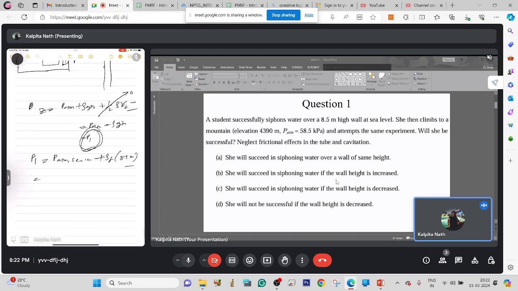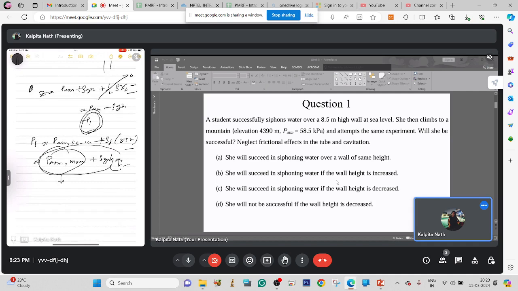Now when she moves to the mountain top, this is atmosphere mountain top plus rho g h. This is the height climbed up the mountain. Now atmospheric pressure is decreasing but the total will remain the same, so the height will be increasing. That means the height will be at least double as compared to 8.5 meter. So obviously A, B, C are correct only, but B is the most logical one, right?